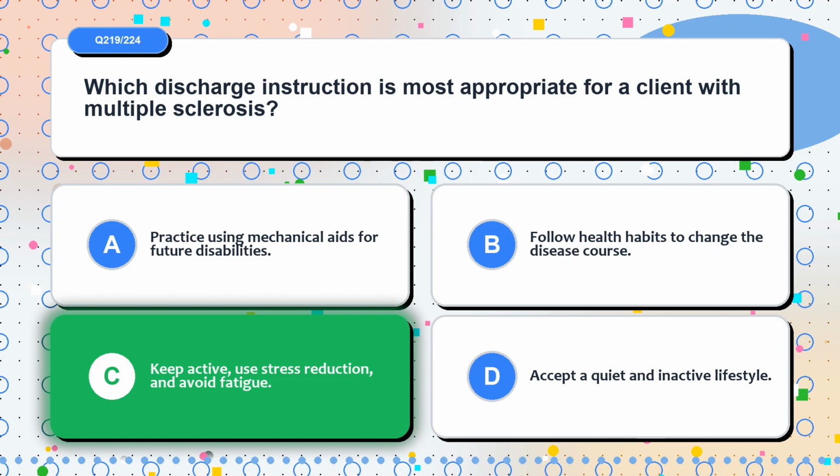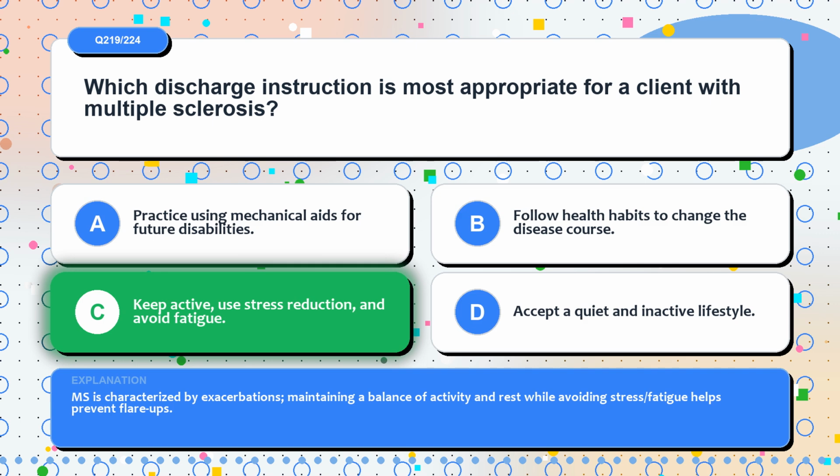The correct answer is option C, keep active, use stress reduction, and avoid fatigue. MS is characterized by exacerbations. Maintaining a balance of activity and rest while avoiding stress and fatigue helps prevent flare-ups.